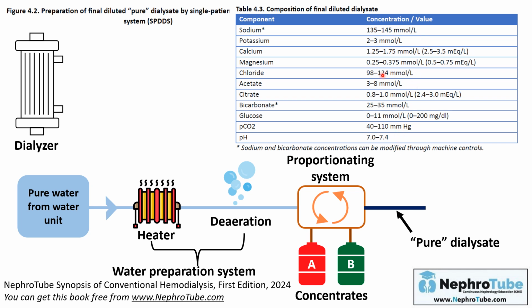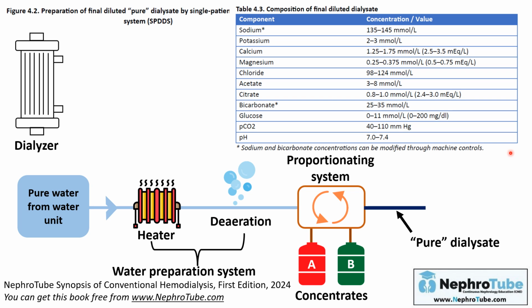pH of the dialysate. Actually, the sodium level and the bicarbonate level can be adjusted and modified through the machine controls and machine settings. You can change the concentration of sodium or bicarbonate in the dialysate through your machine. But regarding, say, for example, calcium and potassium, you cannot adjust their concentration in the dialysate through the machine. But you have to change their concentration.